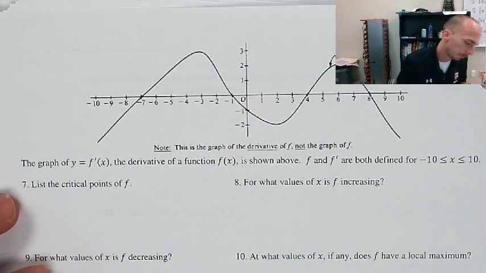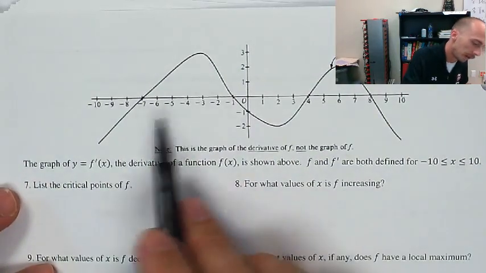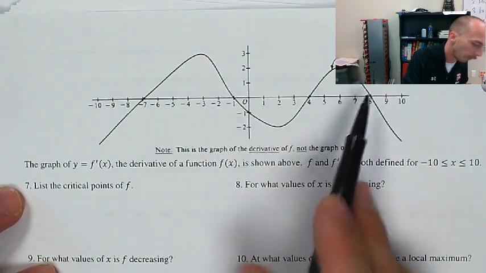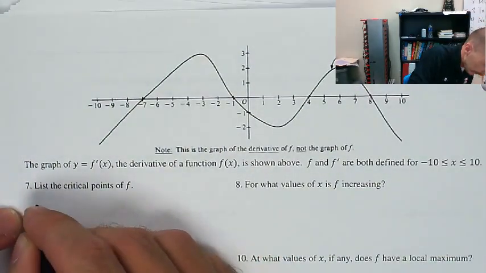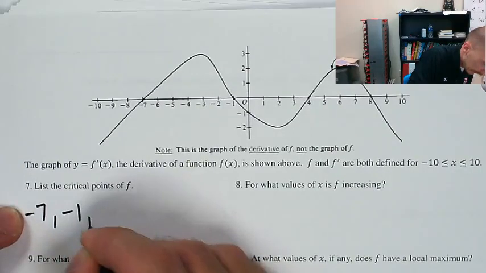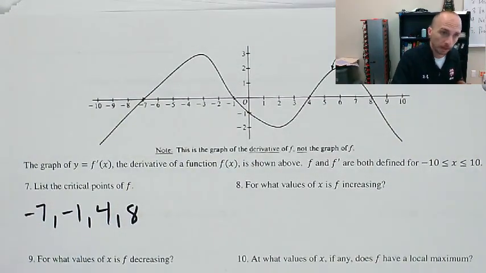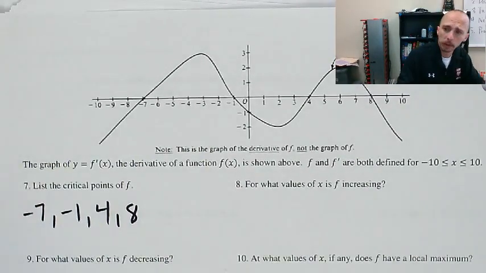Starting by listing the critical points of f. That's going to be where f prime is 0 or undefined. I don't see any place where f prime is undefined, so it's negative 7, 1, 4, and 8. And then we'll have, where is f increasing? We know how to do that because we know where the derivative is positive. We're just going to be looking at it.